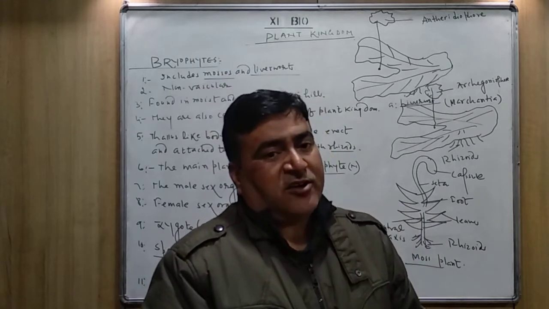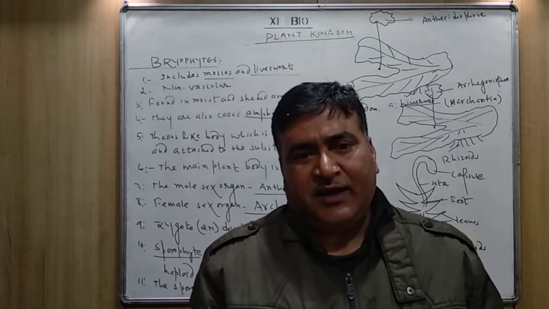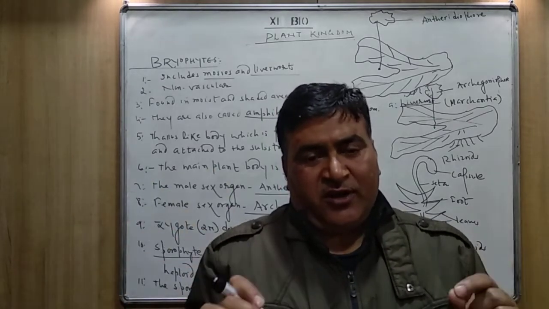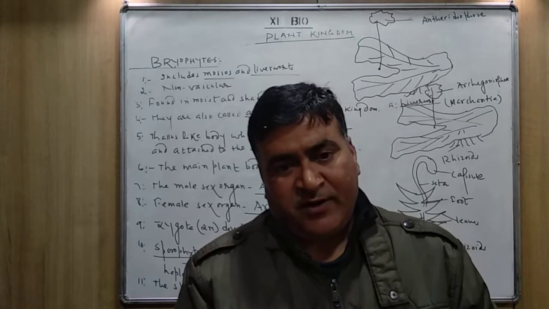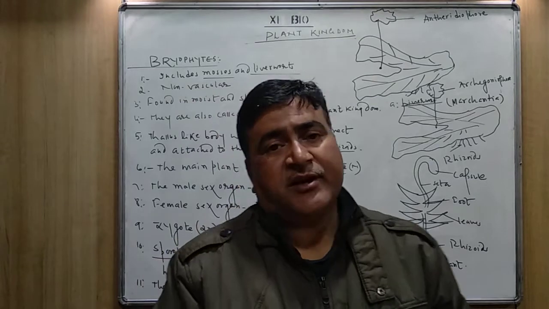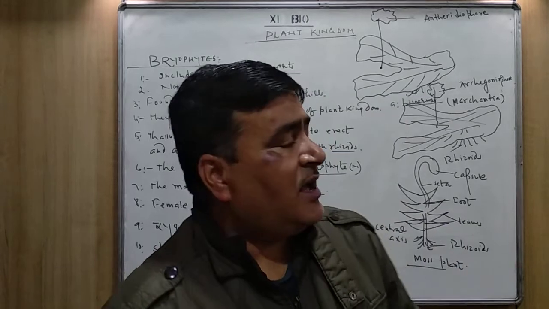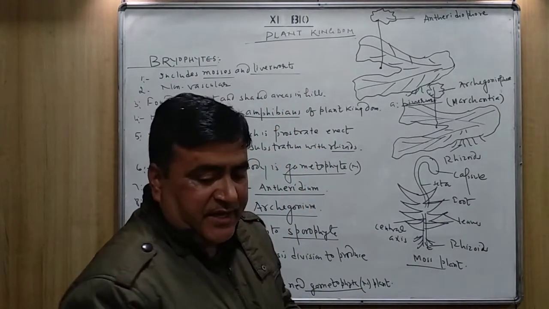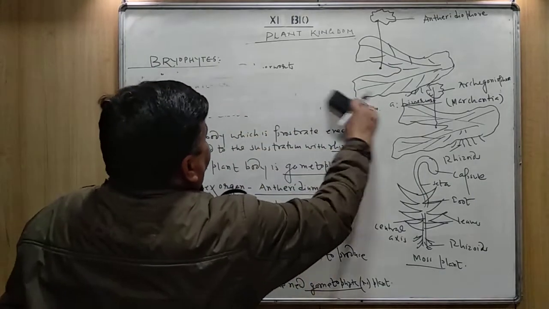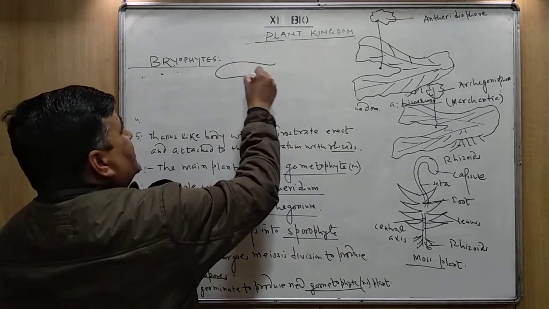Some of the bryophytes are also known as hornworts, like Anthoceros, which is not given in your NCERT book. Anthoceros is known as hornwort because it looks just like a horn. But here the liverwort name is given because it looks like a liver, and that's why they are said to be liverwort. The structure of the liverwort is thalloid in nature.